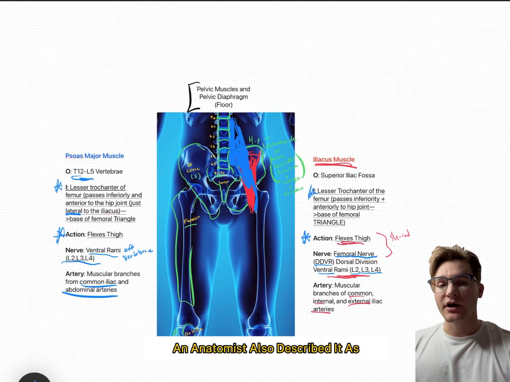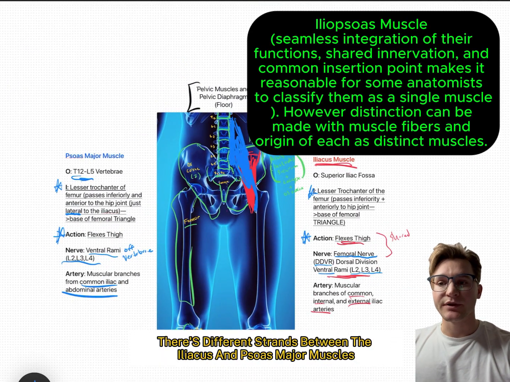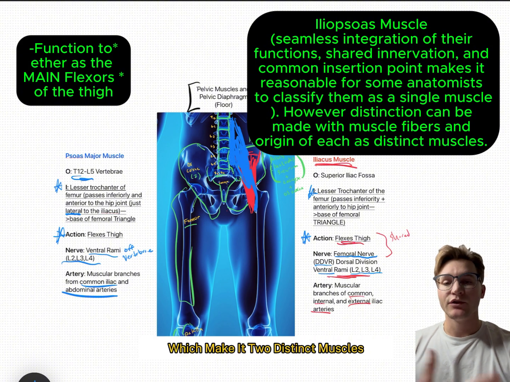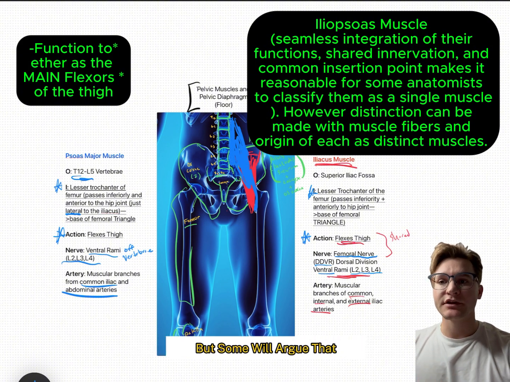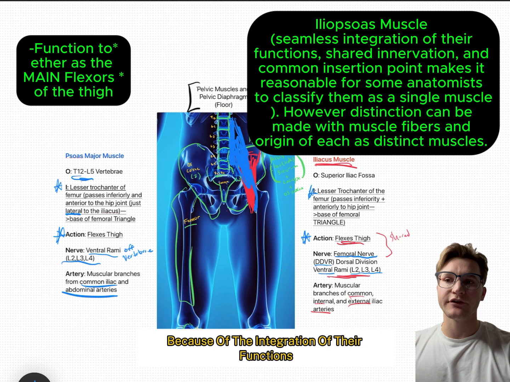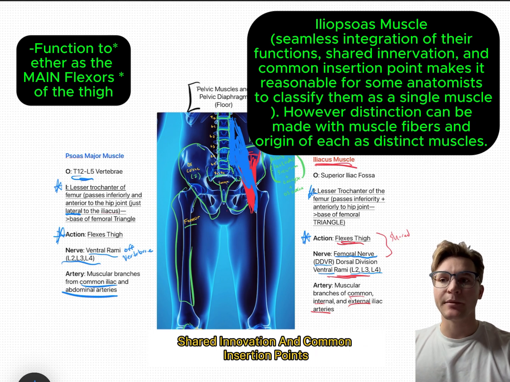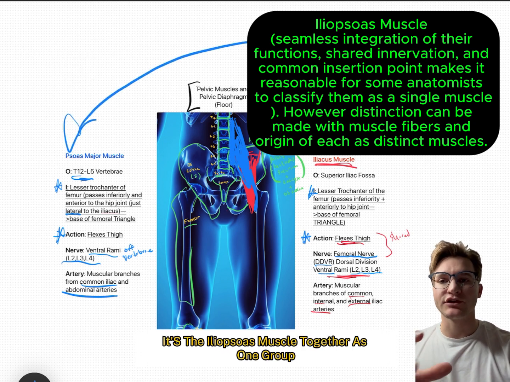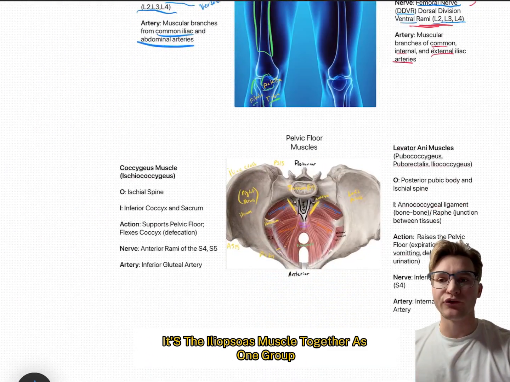And anatomists also describe there being different strands between the iliacus and psoas major muscles, which make them two distinct muscles, but some will argue that because of the integration of their functions, shared innervation, and common insertion points, it's the iliopsoas muscle together as one group.